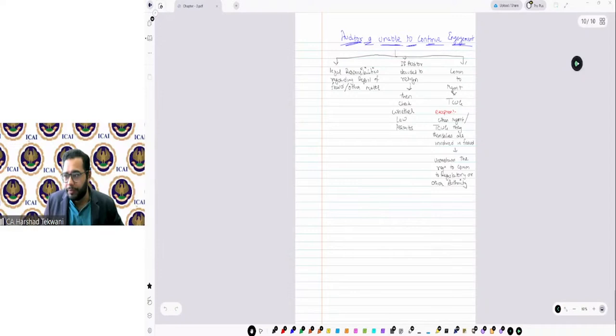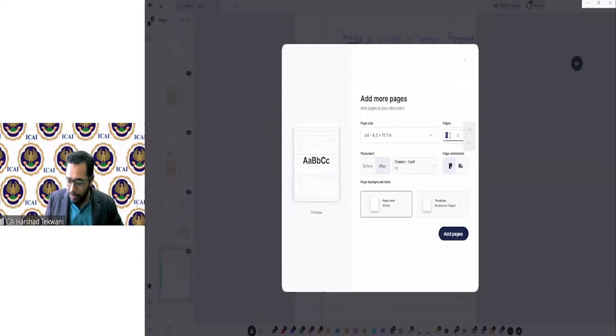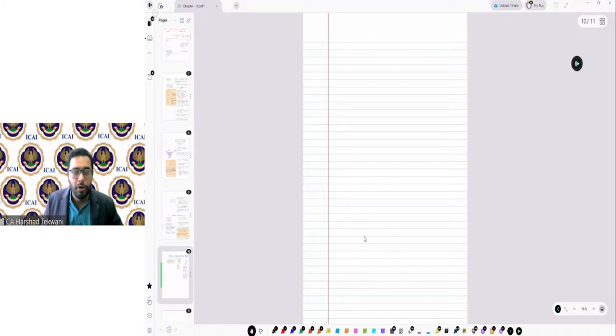Now, SA 250 is with respect to the auditor's responsibility in case of laws and regulations. Auditor's responsibility with respect to laws and regulations. Now, when I talk about the auditor's responsibility, what is the first thing that comes to your mind when you think of the auditor's responsibility with respect to laws and regulations? What is the first thing that comes to your mind when you hear this particular term?